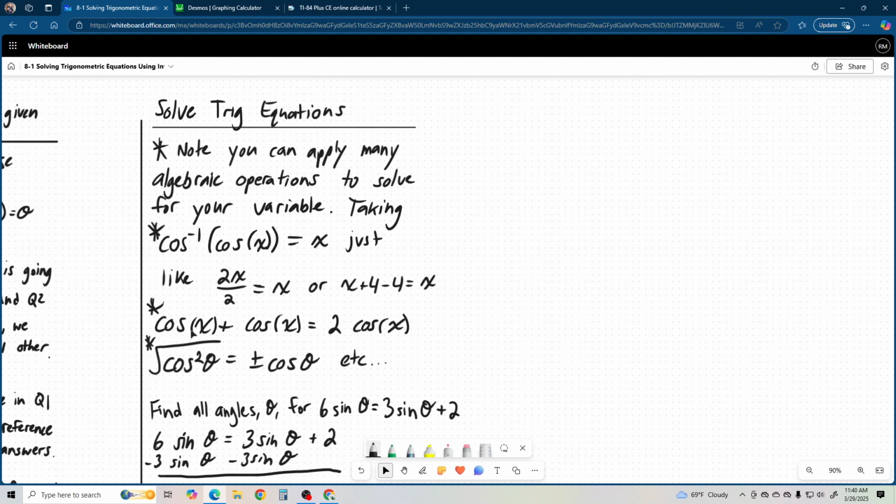So if we go over here, if we have cosine of x plus cosine of x, that's 2 cosine of x's, right? If this was like x plus x, we would just say we have 2x, right? Well, cosine of x plus cosine of x equals 2 times cosine of x.